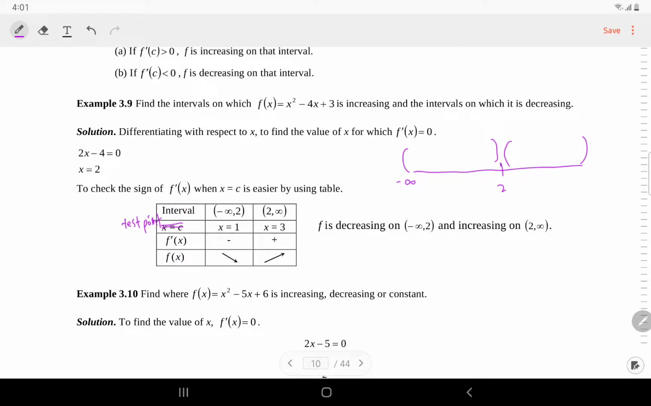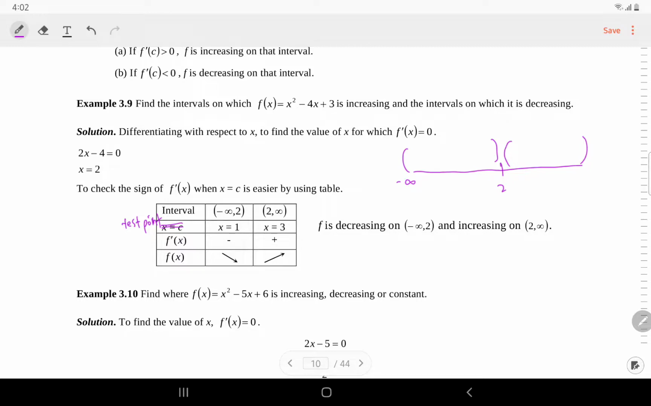Okay, so pilih apa-apa nombor yang antara negative infinity hingga 2. So let's say kita pilih nombor 1. Dan kat sini kena pilih apa-apa nombor between 2 and infinity. So let's say we choose number 3. Okay, so ini adalah test point. So test point ni kita masukkan dalam f prime x.